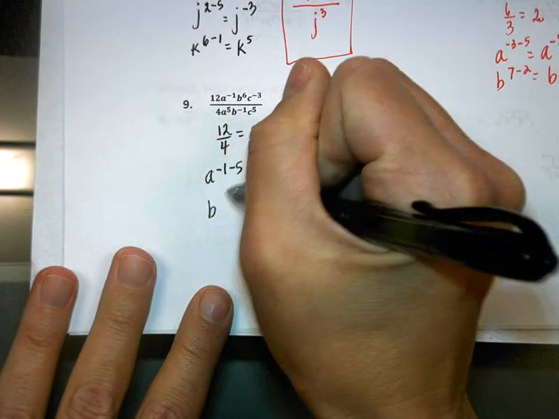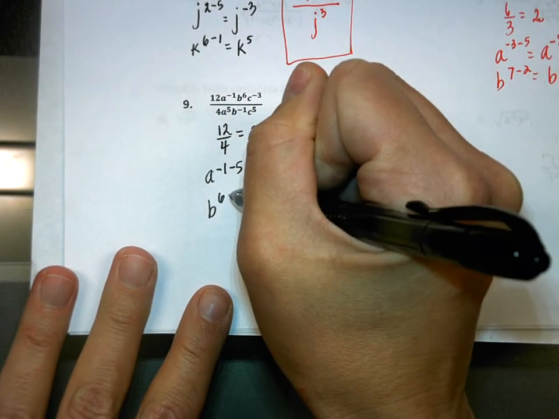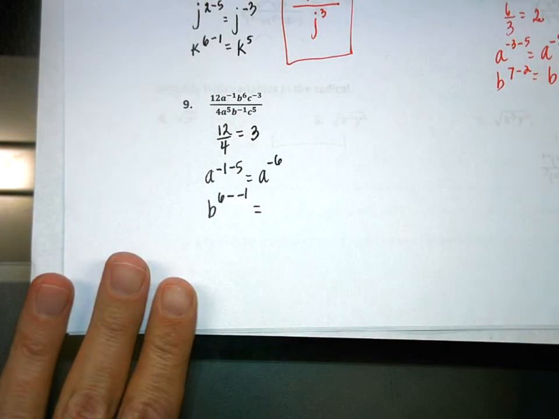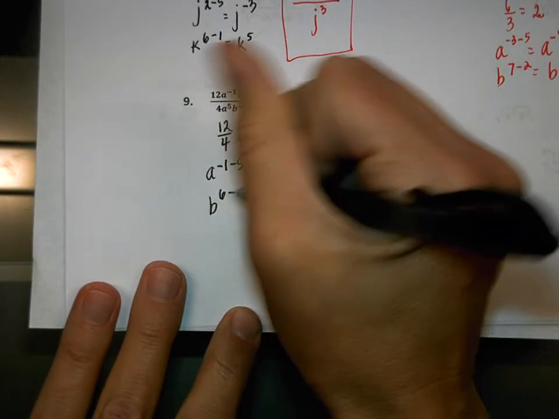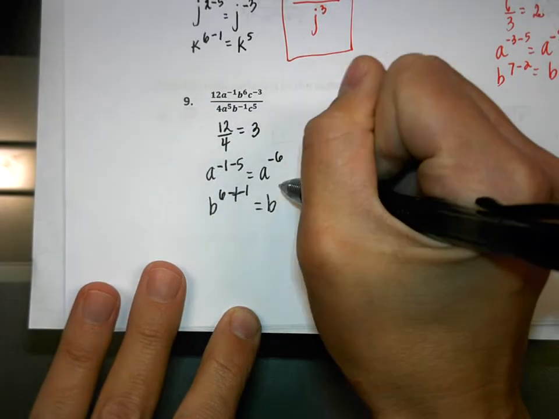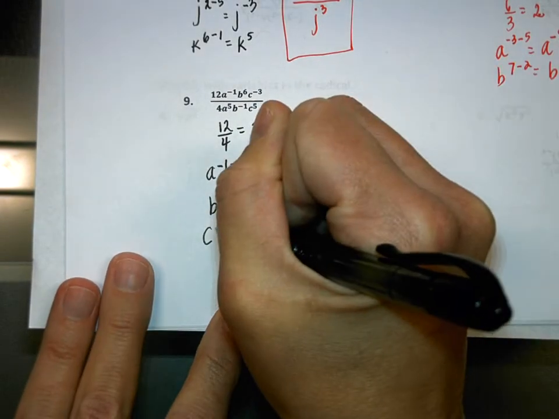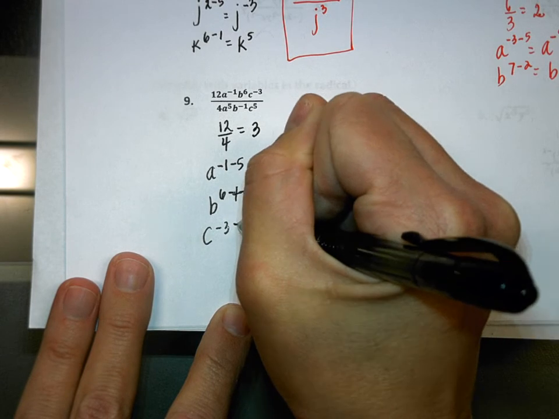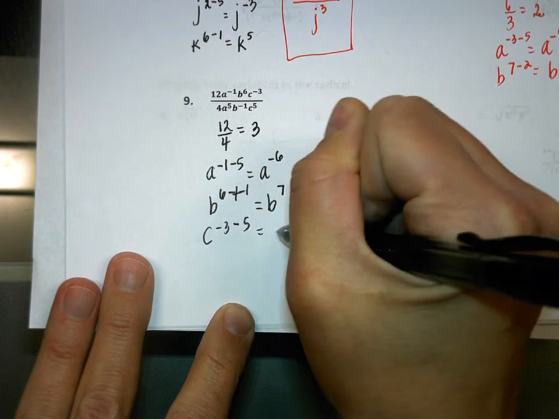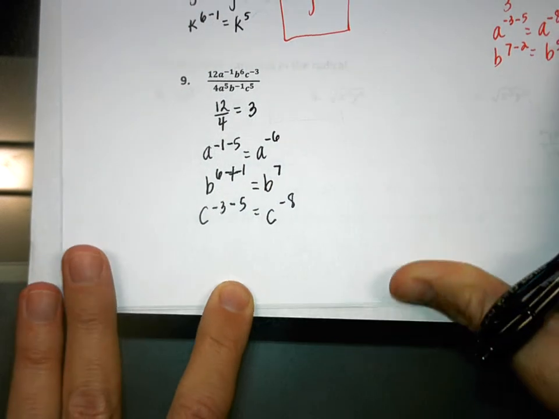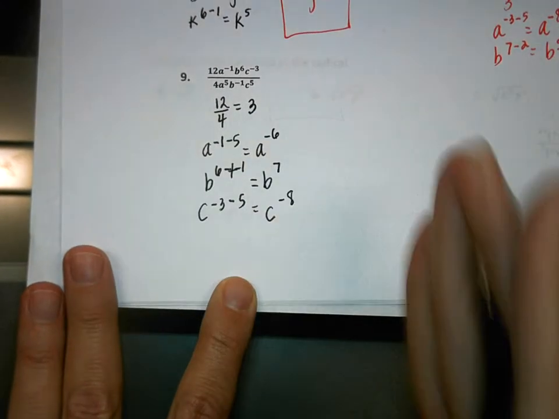Then we go to the b's. This one was tricky for some of you. You have 6 minus a negative 1. What happens when you have minus a negative? You have to add them. And so we get b to the 7th. For the c's, we have negative 3 minus 5, which makes a negative 8. Okay, any questions here?